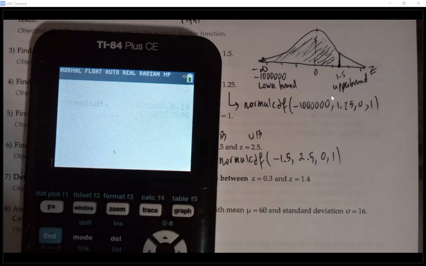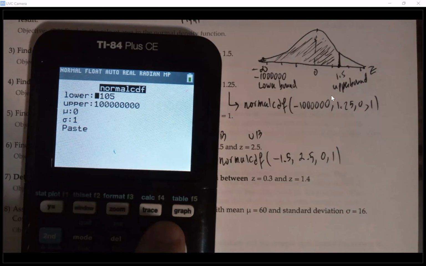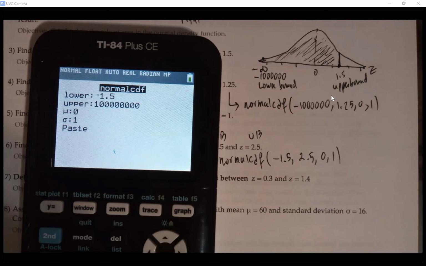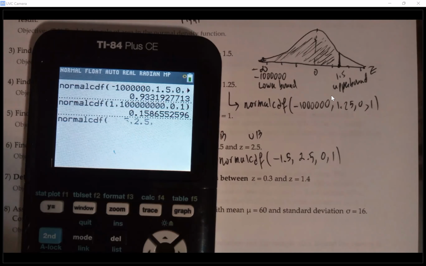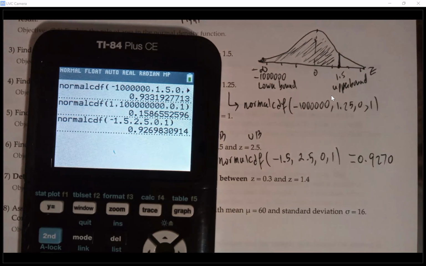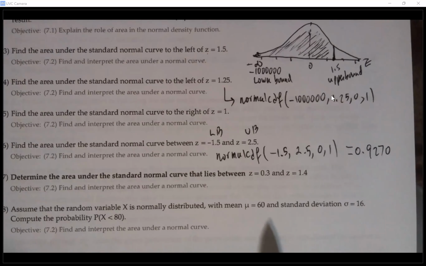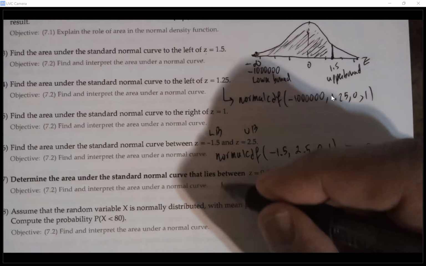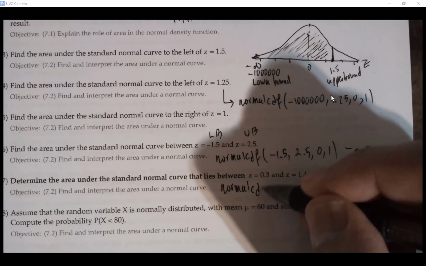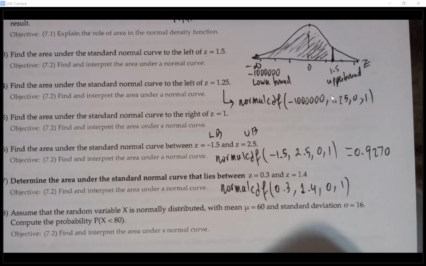And if you just want to know what the answer is, it will be second, distribution, normal CDF, negative 1.5, then 2.5, 0, 1, 0.9270. All right, number 7. Determine the area under the standard normal curve that lies between, same thing, guys, normal CDF, 0.3, 1.4, 0 and 1, and then you get the answer.